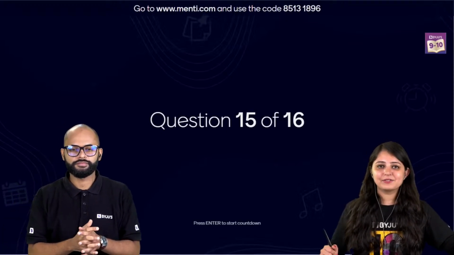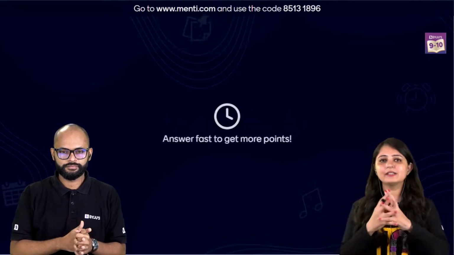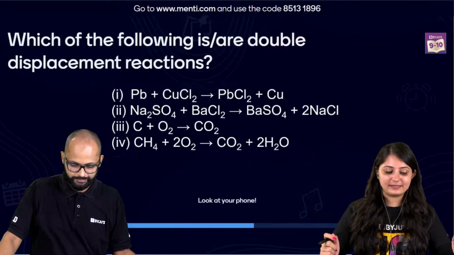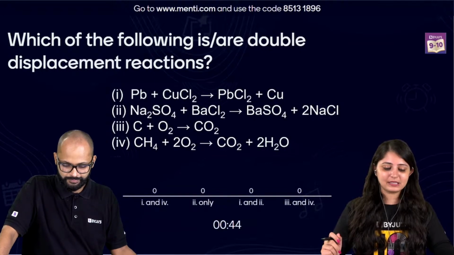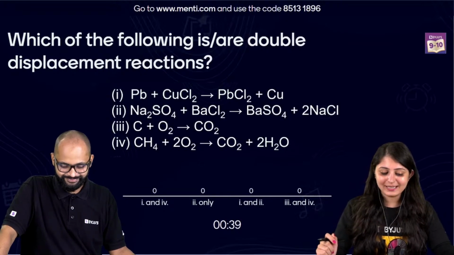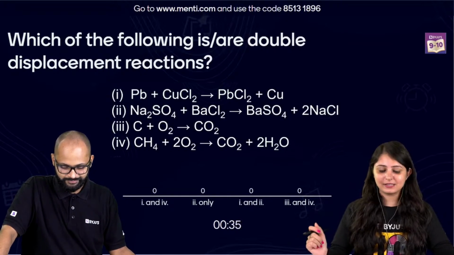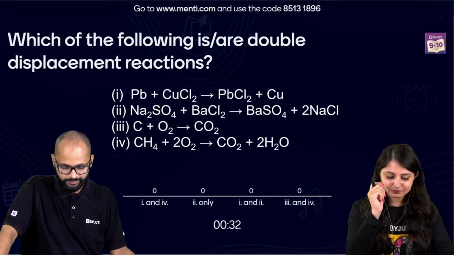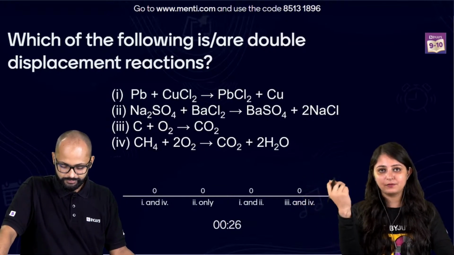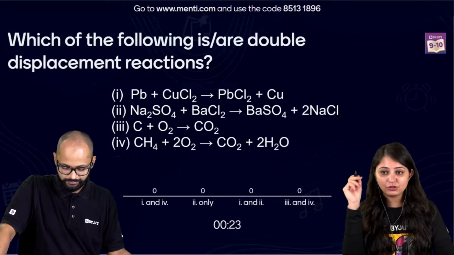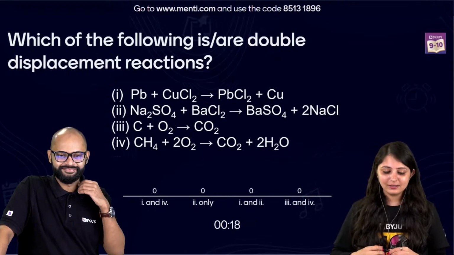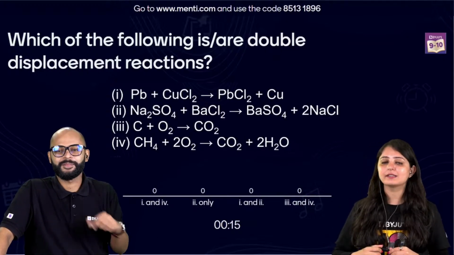All right. Question, guys. Chalo, jaldi se, fatafat se, back with all the energy that you have. 100 plus kids have to get this one right. Which of the following are double displacement reactions? You can see 4 chemical reactions in front of you. In which case or cases is double displacement taking place? Is it first and fourth reaction? You can see lead plus copper chloride. You can see sodium sulfate plus barium chloride. You can see carbon combining with oxygen. You can see methane plus oxygen. 4 options are there. 1 and 4, only 2, 1 and 3, 3 and 4. Come on. You should know what is double displacement to answer this one.